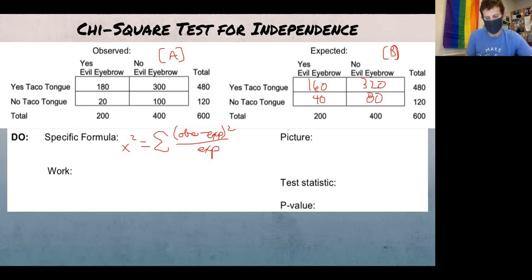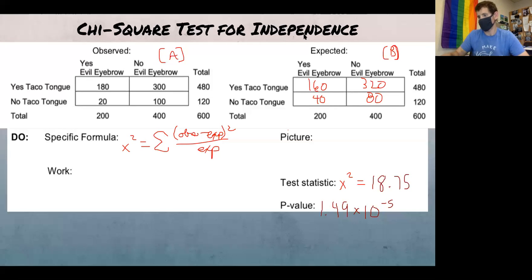Observed for A, expected for B. So once you've got that, you can then run your chi-square test. So you can spend time doing all that right now and write on the screen as soon as you feel like you know what you need to write. All right, so there's the test statistic and the p-value. And we're going to do another example.